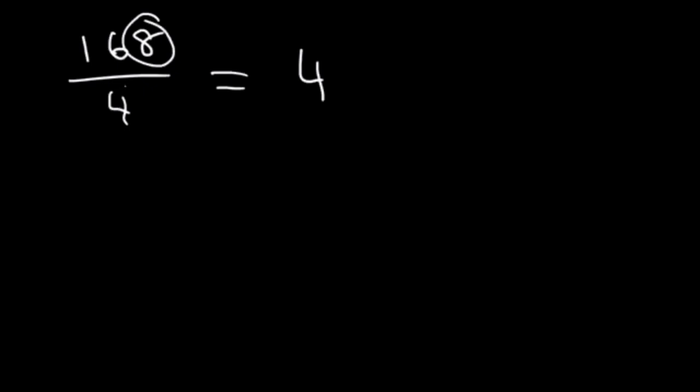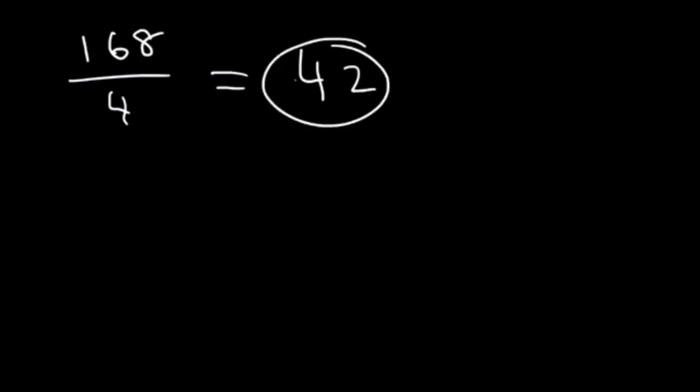So here's another example, 168 divided by 4. Notice that 16 and 8 are multiples of 4. So we can use that simple division trick. So first, let's divide 16 by 4. 16 divided by 4 is 4. Next, let's divide 8 by 4. 8 divided by 4 is 2. So this will give you 42. And it's always good to confirm your answer with a calculator, just to make sure you're doing it correctly.